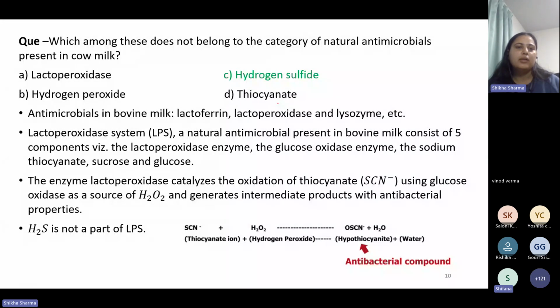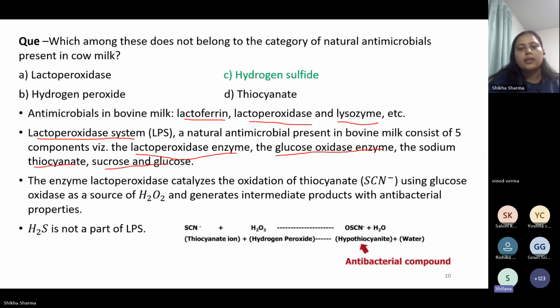Because in bovine milk, which is cow milk, there are different antimicrobial agents present, like lactoferrin, lactoperoxidase, and lysozymes. The lactoperoxidase system has natural antibacterial agents, and it has 5 components: the lactoperoxidase enzyme, the glucose oxidase enzyme, sodium thiocyanate, sucrose, and glucose. At the bottom, we can see the reaction also.